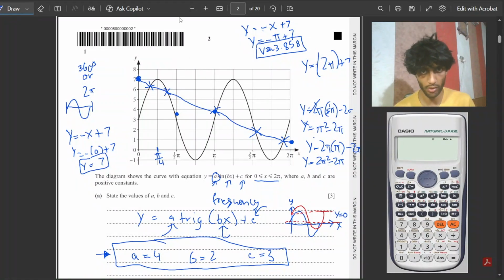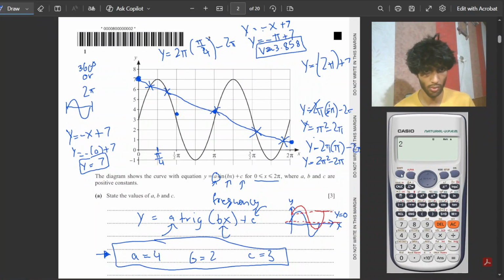Okay, so let's try and find out what my y is going to be at this value. So it's going to be 2 pi times pi by 4 minus 2 pi. Let's solve this out. 2 pi times pi by 4 minus 2 pi. So this is equal to negative 1.348.